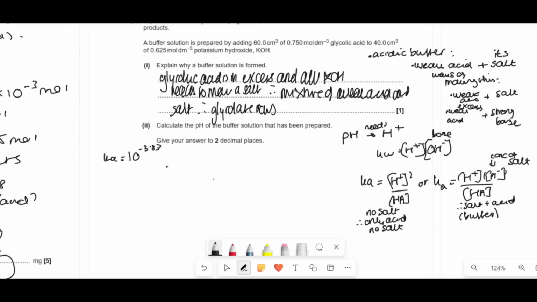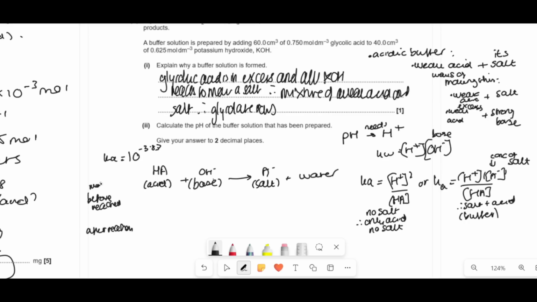I write out a basic, quick thing about this. I'm saying that HA, the acid, plus a base, which is some form of OH minus usually, makes a salt, which is going to be A minus, plus water, which I don't really care about because there's no H2O in the equilibrium expression, so it does not matter, right? Then I do the moles before the reaction and the moles after, but this requires concentration, so then I do the concentrations after the reaction.